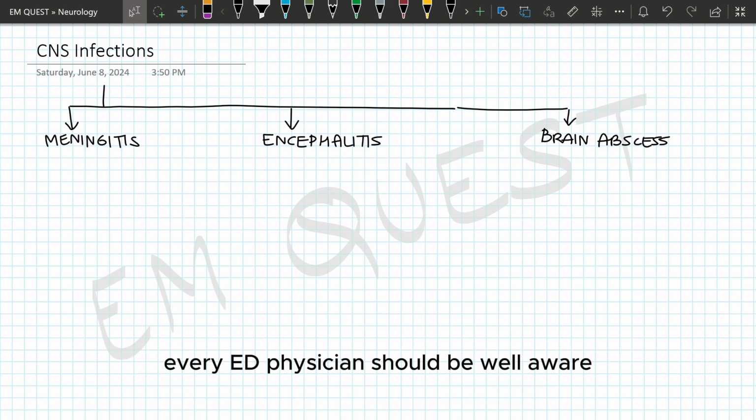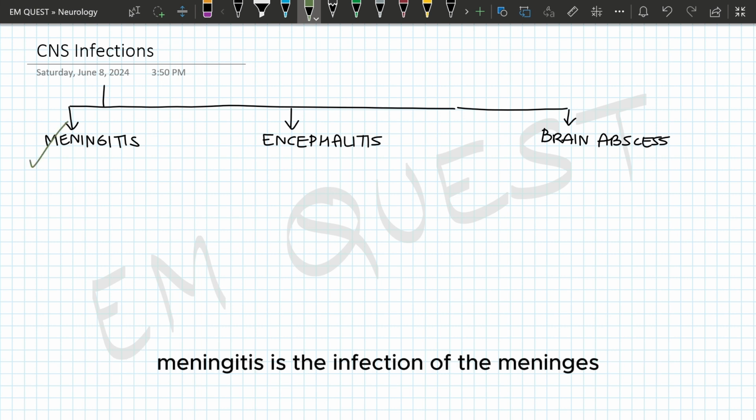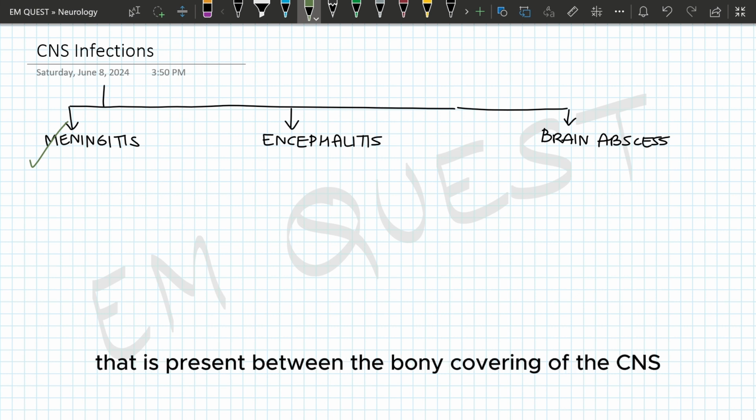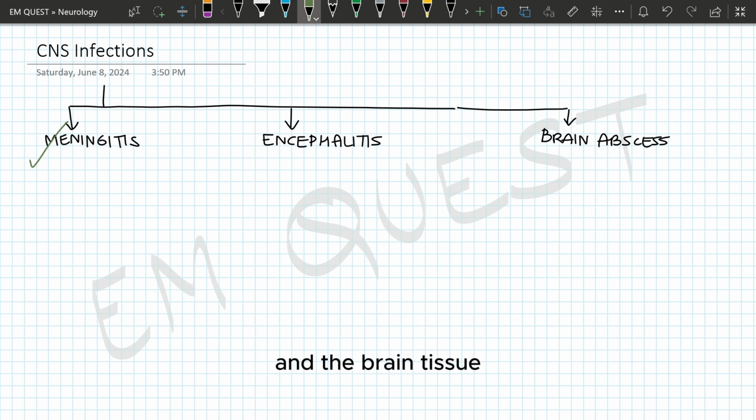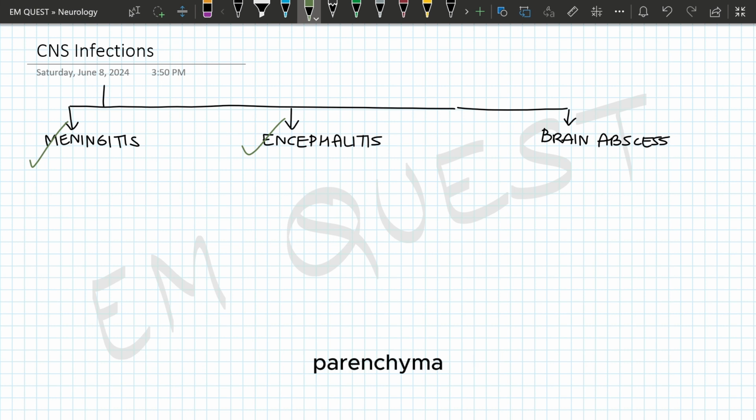Every ED physician should be well aware and well educated about CNS infections because they carry a significant morbidity and mortality. Meningitis and encephalitis are not mutually exclusive. Meningitis is the infection of the meningeal layers that are present between the bony covering of the CNS and the brain tissue, and encephalitis is the infection of the brain parenchyma.